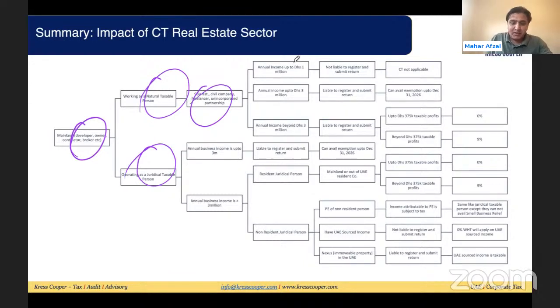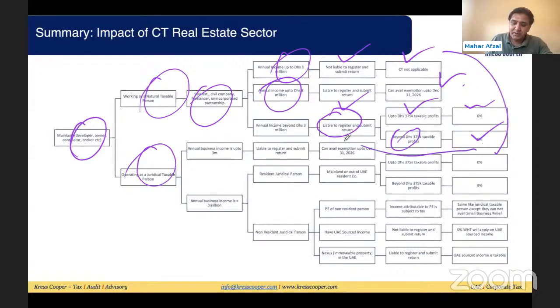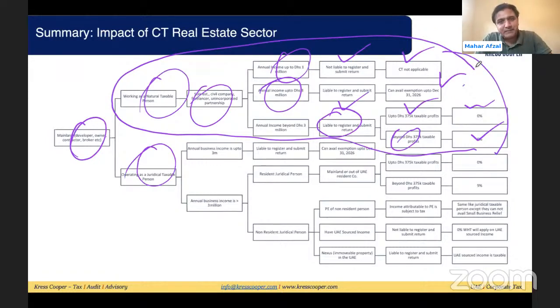If the value of gross income is up to 1 million, they are not liable to register and there is no corporate tax. From 1 to 3 million, they are liable to register and submit the return, but can claim exemption up to 31st December 2026. Beyond this, they will be liable to register and submit the return. Up to 375,000 taxable profit, 0%, beyond that 9%. We have already discussed, and these parties, as I discussed, can be contractors, subcontractors, developers, brokers as well.